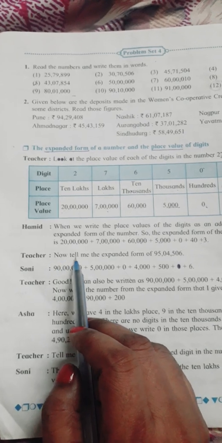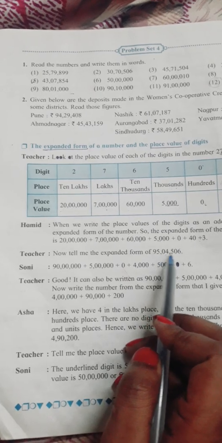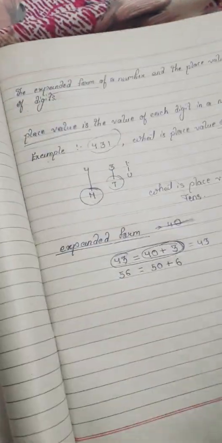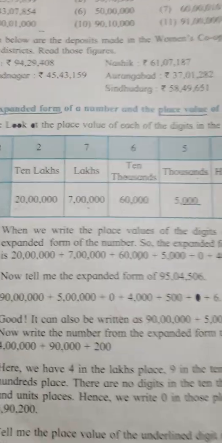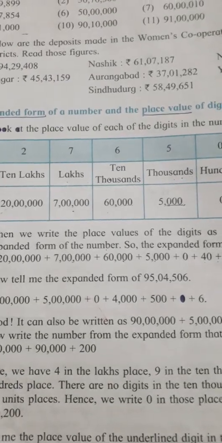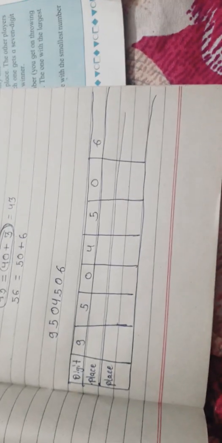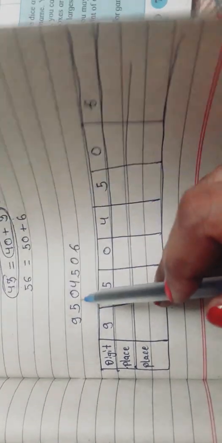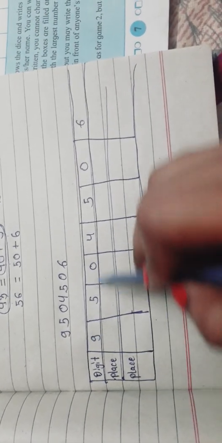Teacher, now tell me the expanded form of 9504506. Okay, so first of all we'll write that number. What is that number? 9504506. We have written the same number, and now we're going to see what the expanded form of 9504506 is. First of all, I have written all the digits here.